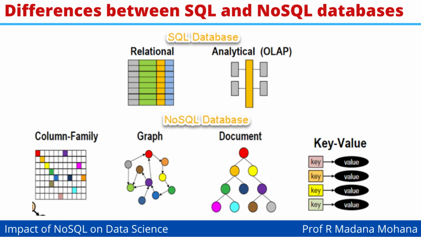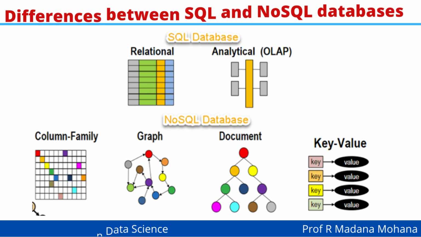Here, the operations are analytical, that is OLAP, online analytical processing. Whereas in NoSQL databases, we have four major types. The first one is column family, the second one is graph based, the third one is document based, and the fourth one is key value database.